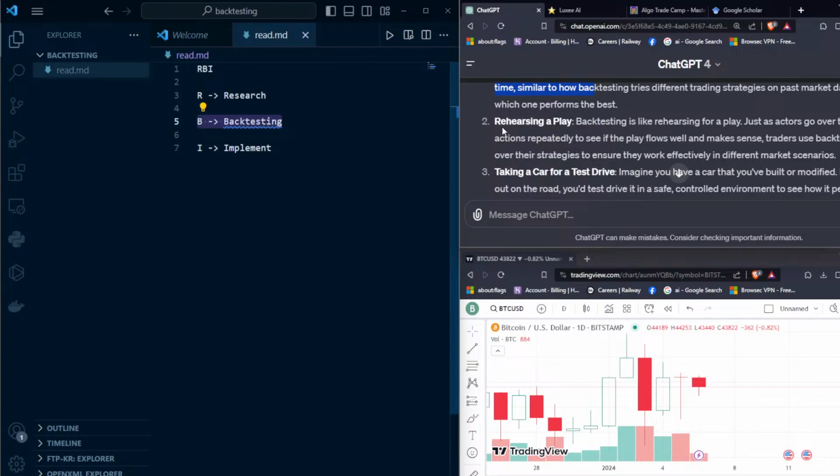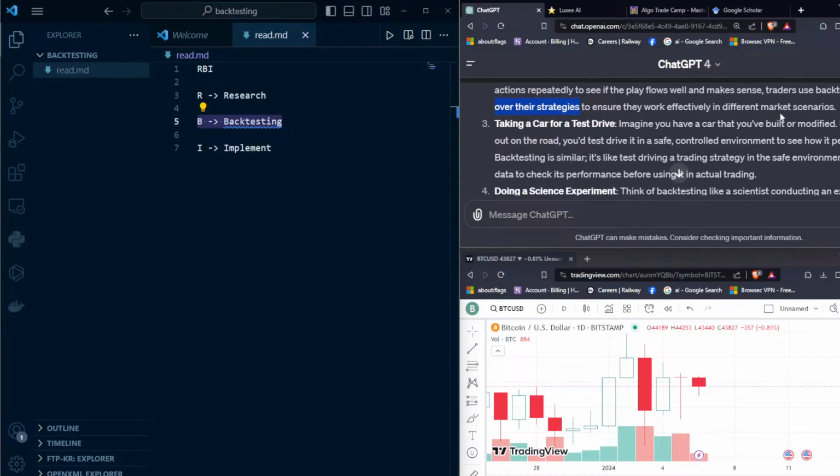Second analogy, rehearsing a play. Backtesting is like rehearsing for a play. Just as actors go over their lines and actions repeatedly to see if the play flows well and makes sense, traders use backtesting to go over their strategies to ensure they work effectively in different market scenarios.